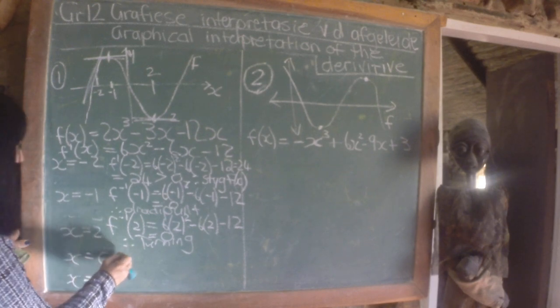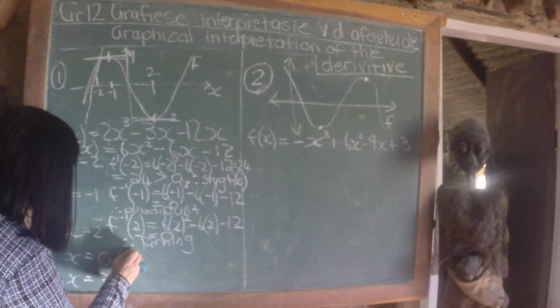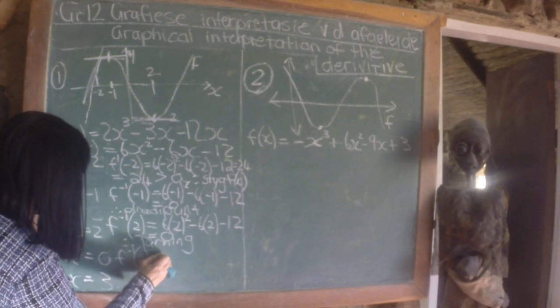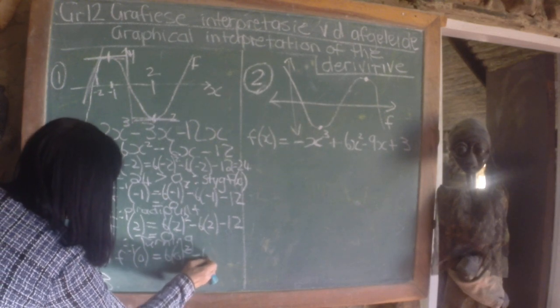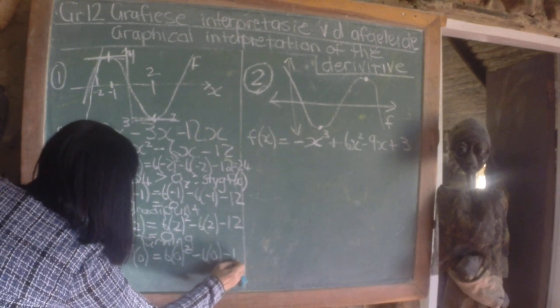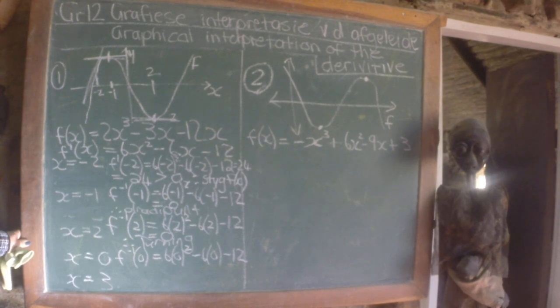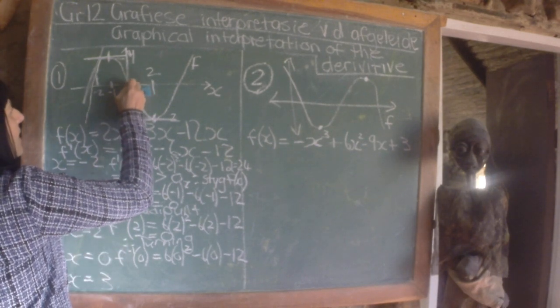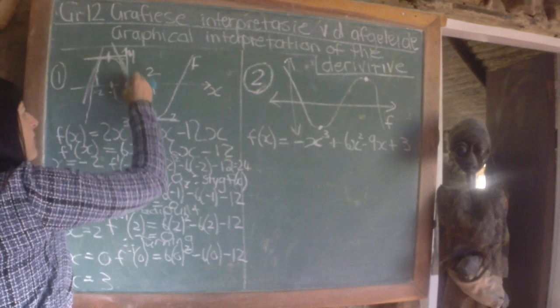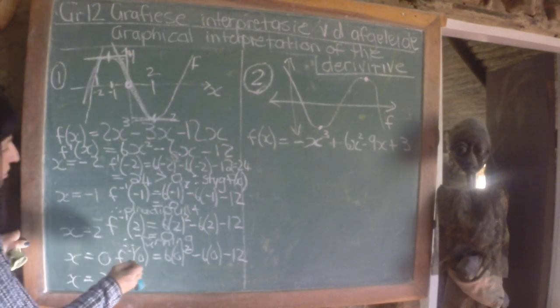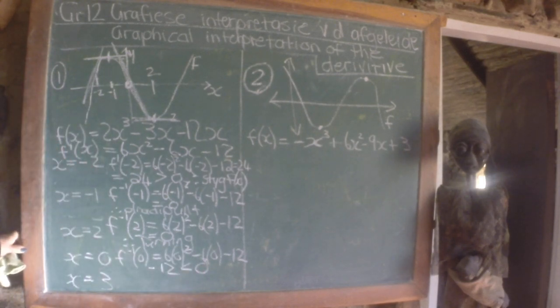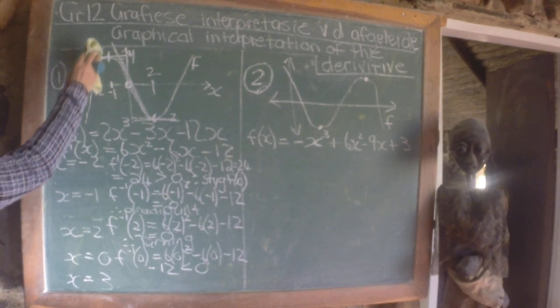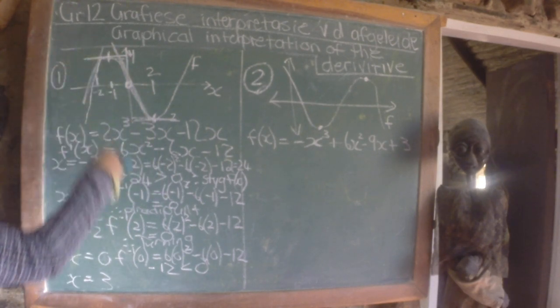Kom, ons gaan sit vir 0 in. Ons gaan sit vir 0 in ons afgeleide, so ek het 6 maal 0 kwadraat, geef my 0, minus 6 maal 0 is 0, minus 12. So where the x value equals 0 over there, clearly the function is going downwards because this minus 12 is smaller than 0 and the derivative is smaller than 0 and therefore the line at point 0 is descending.